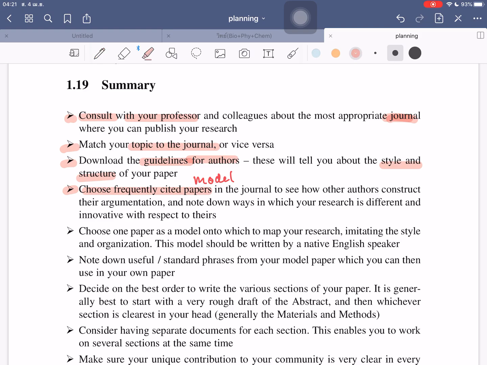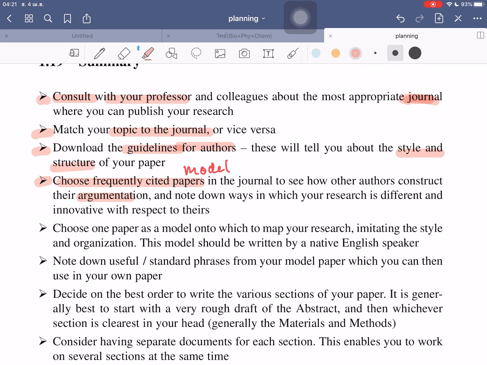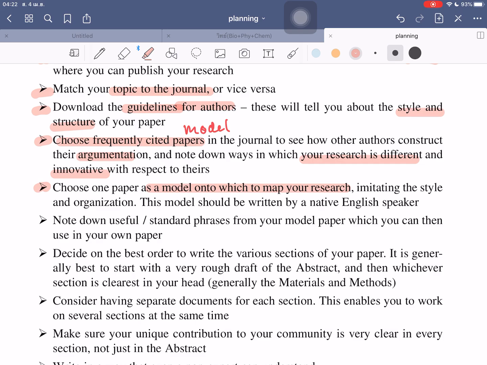What do you look at in the model? How the argument has been constructed. You look at the way your research is different and innovative. Next, you choose the paper as the model to map your research, to see how they construct it. You choose different papers and then make a single model, one model from many, and then you imitate the style.